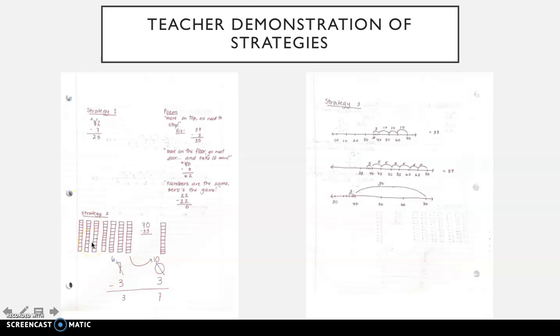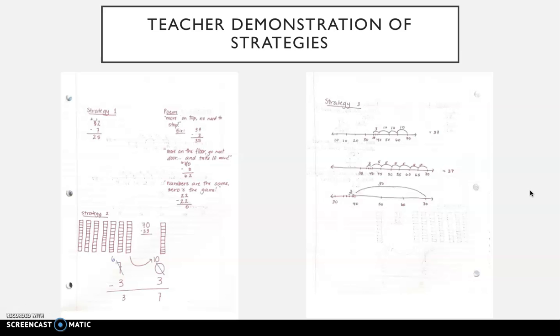Strategy 2 is using the base 10 blocks. I drew them out for the purpose of this video, and moving over that 10 from the 10's place in order to assist the 1's place. And then strategy 3, I used several different jumps. There are other methods or other jumps that you could make as well. These are just a few examples.